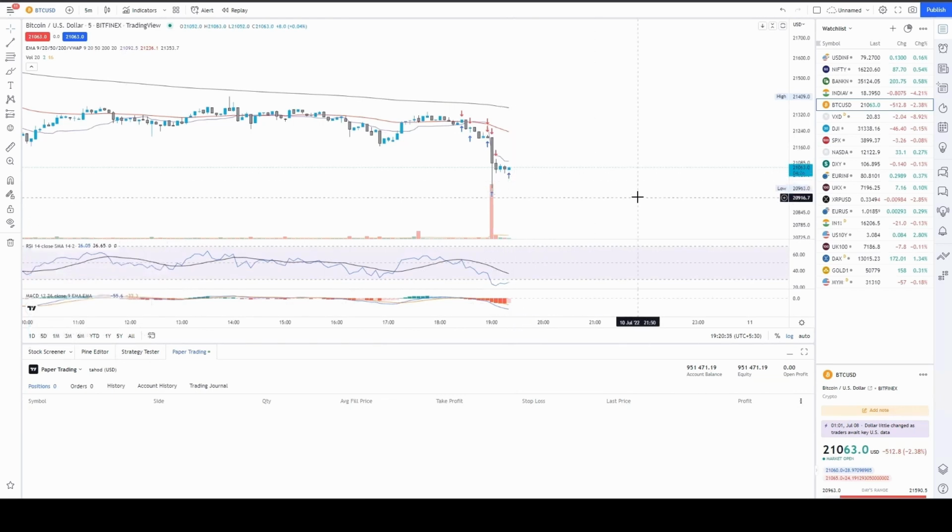So this is how easy it is to test your trading strategies using TradingView.